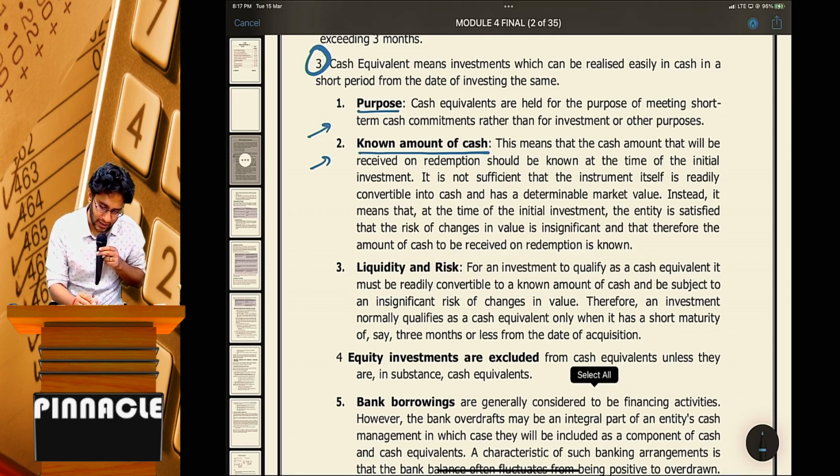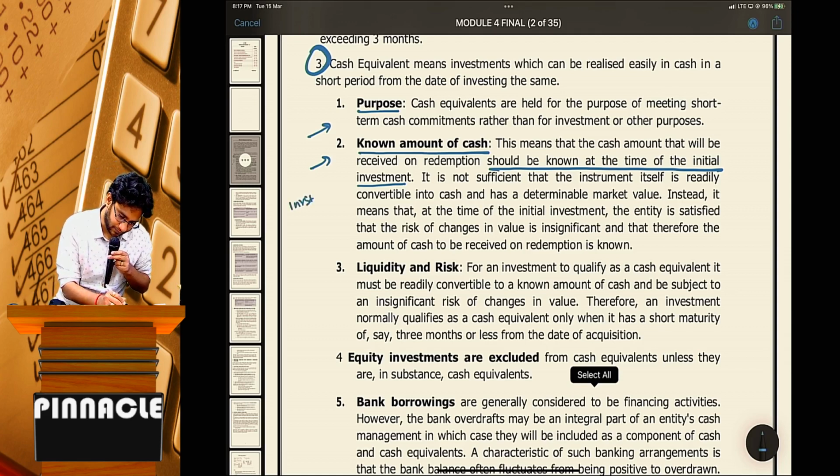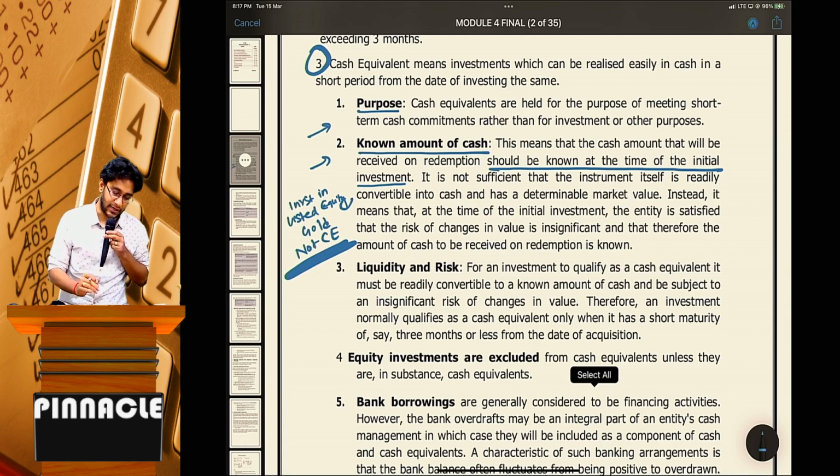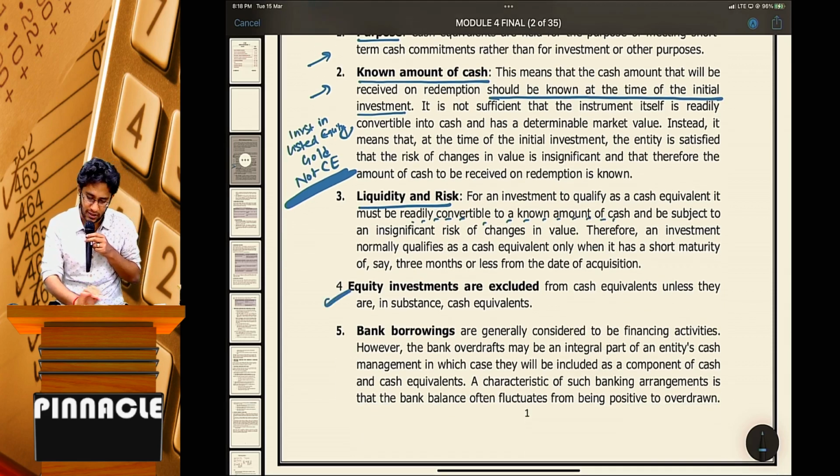Okay, this means the cash amount that will be received on redemption should be known at the time of initial investment. It is not sufficient that the instrument itself is readily convertible into cash and has a determinable market value. That means investment in listed equity shares, gold, these are not cash equivalents because they are subject to significant risk, sir. Next, liquidity and risk, again same point, sir. It should be readily convertible into known amount of cash. Very clearly it is telling equity investments are excluded.